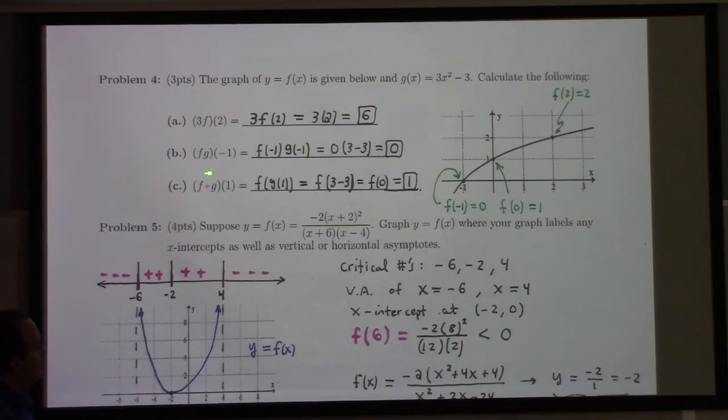The third one is, I think, by far the most challenging conceptually, which is the composite. So here, f composed with g of 1. By definition, that's f of g of 1. And g of 1 here, I plug in the formula. I get 3 minus 3, so I get f of 0. What is f of 0? I go back to my graph. F of 0, right here, f of 0 is 1. So we're looking for a 6, a 0, and a 1 here.